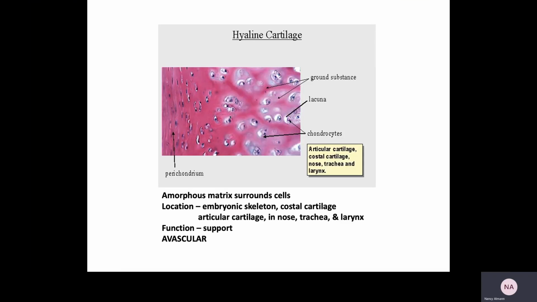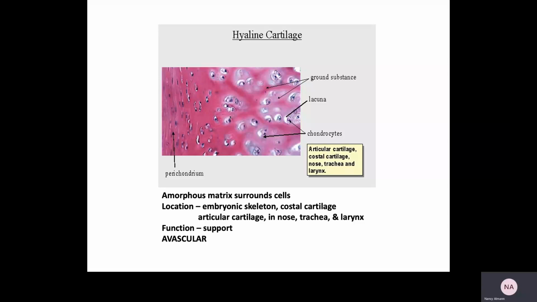Hyaline cartilage is going to play an extremely important role in forming the embryonic skeleton, as well as being important for your bone's ability to articulate, as well as providing a lot of structure within the respiratory system. Its job is going to be to support various parts of the body. It is avascular. If you have ever had an articular cartilage problem in any of your joints, say your knee joint, it is almost impossible for this to heal because of the fact this type of connective tissue is avascular.